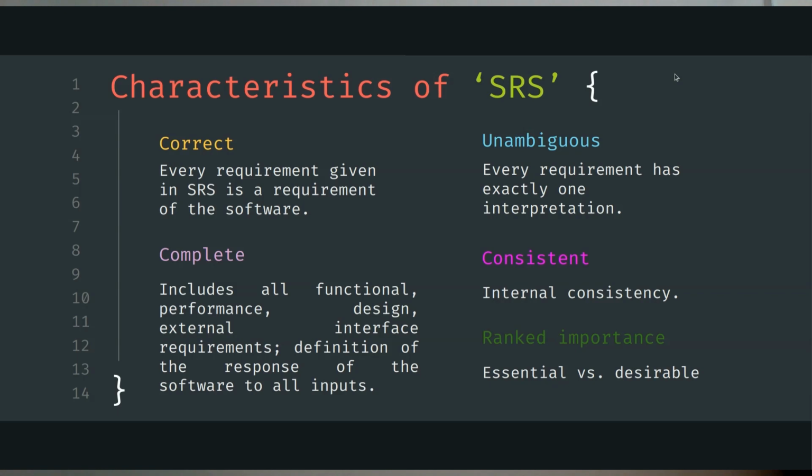Characteristics of SRS, what SRS should be. It should be a correct document, so every requirement given in the SRS is a requirement of the software. What is written in the SRS document should be correct. And it should be unambiguous, so every requirement has exactly one interpretation. It should be a complete SRS document, it should be a consistent document, and it should rank requirements by importance in terms of essential versus desirable.